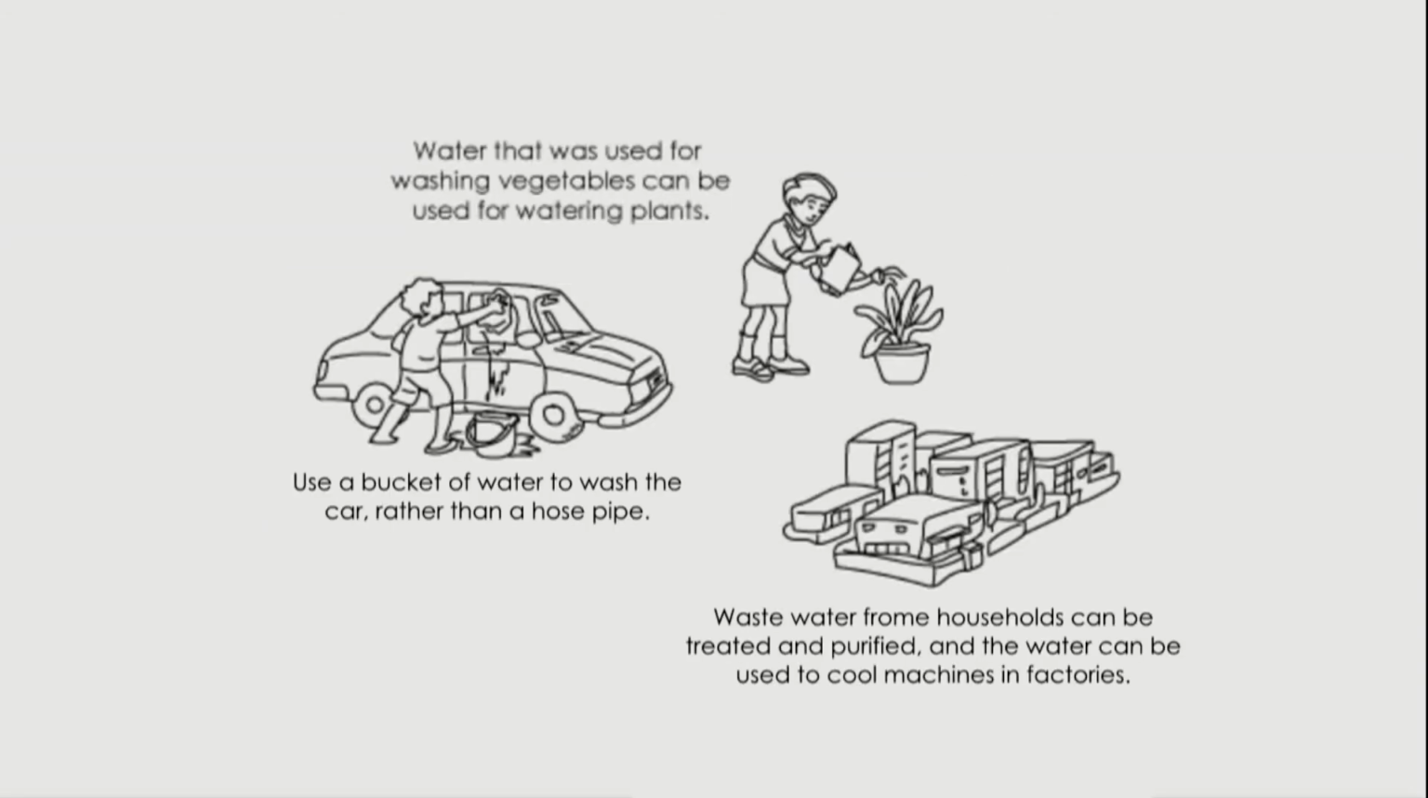Water that was used for washing vegetables can be used for watering plants. When you want to wash a car, for example, you can use a pail instead of using a hose to wash the car. And again, wastewater from households can be treated and purified, and reused to come back as drinking water or water for other uses. So, these are the three R's that we can apply here to conserve water.